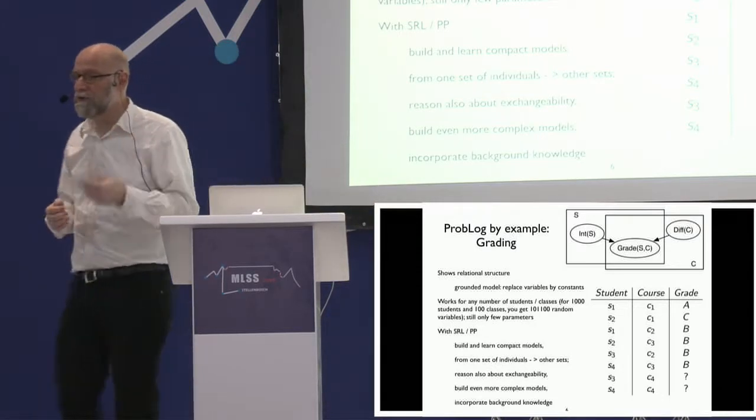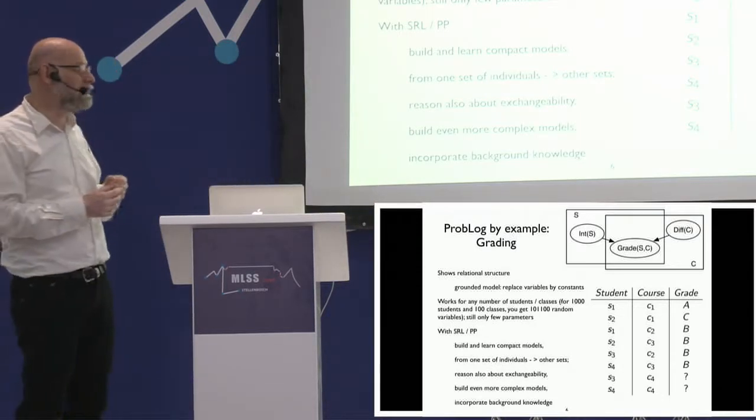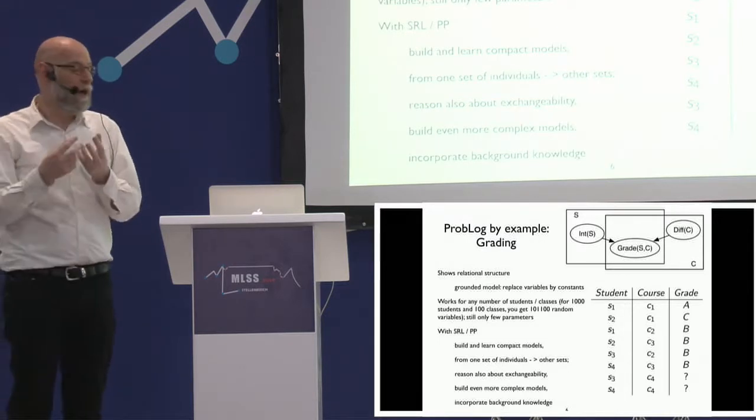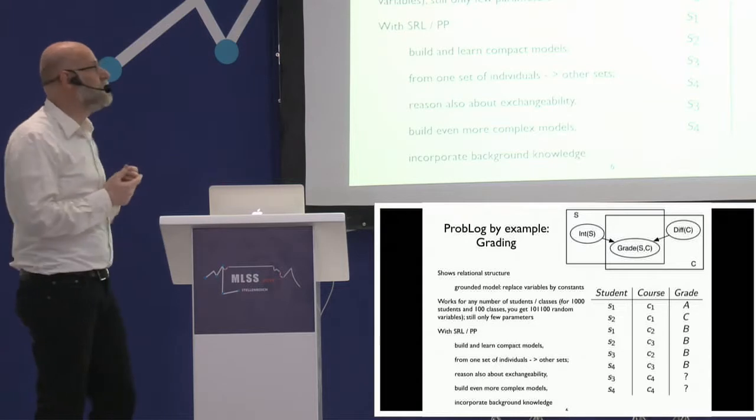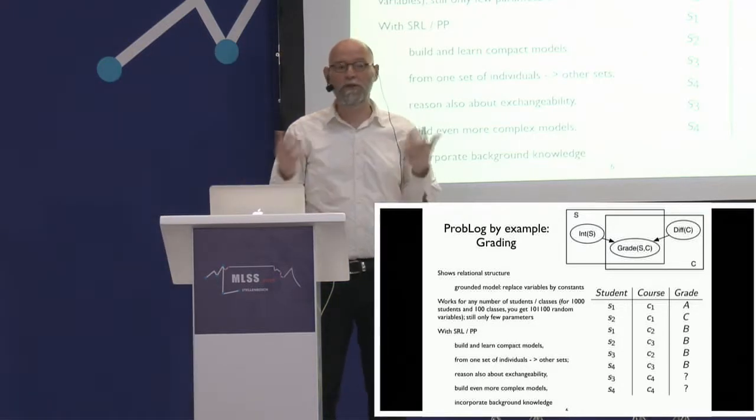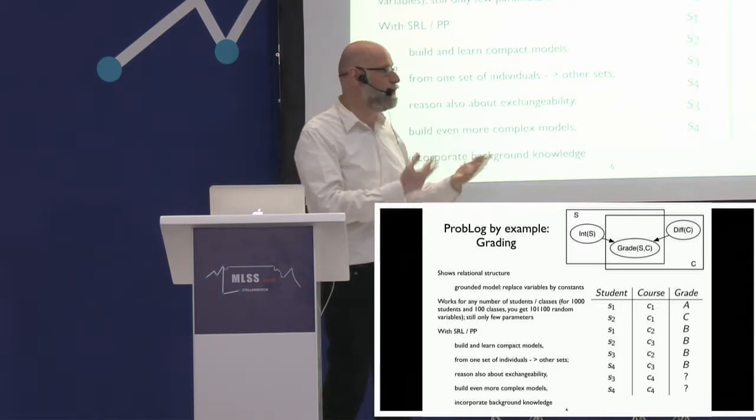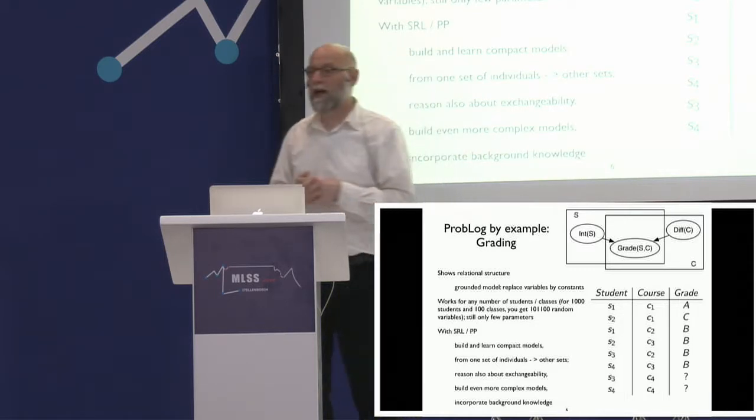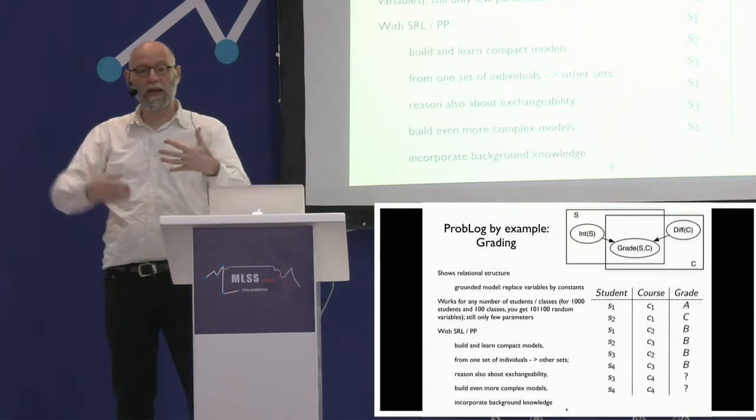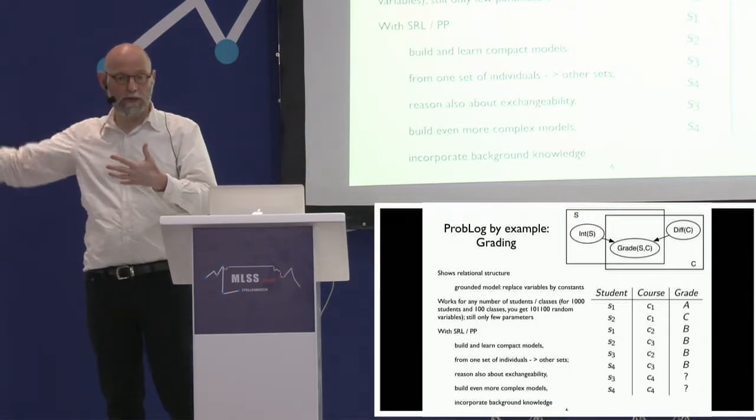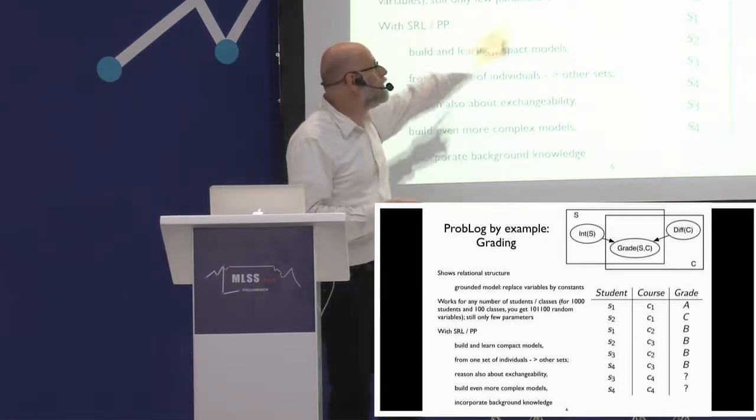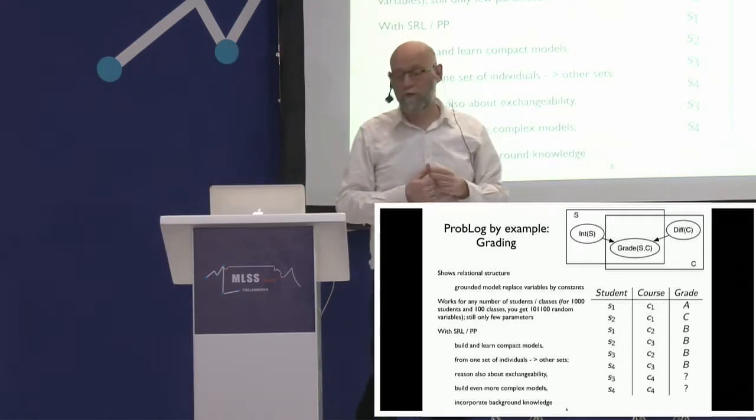And with these probabilistic programming languages and SRL models as well, what you can also do is incorporate things that you cannot express in these plate models. One typical example is the use of recursion. I mean, we've seen the smokers example yesterday. You smoke, or you're more likely to smoke, if you have a friend that also smokes. And so that's a recursive template that you could not model with this kind of representation.